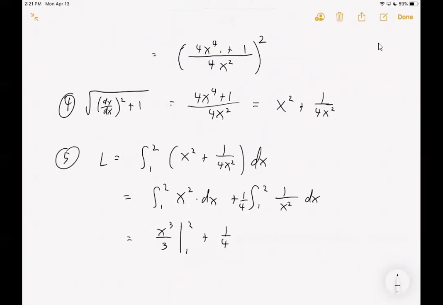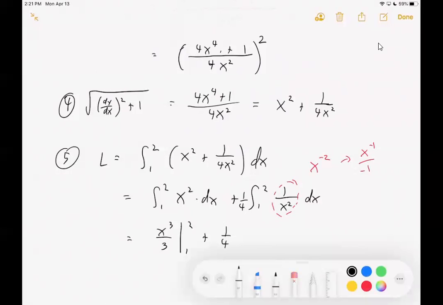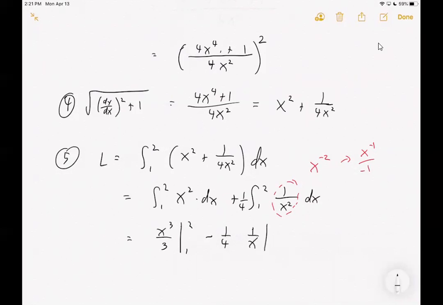Now this integrand is x to the negative 2. So we'll raise that power by 1. It will become x to the negative 1 over negative 1. That will be the antiderivative. So we have an antiderivative, which will create a minus sign here. Oops, the antiderivative is negative 1/4 times 1 over x, evaluated at 1 and 2. So we get the extra negative sign, and the power of x becomes negative 1, which we write as 1 over x. This is easy to evaluate now.